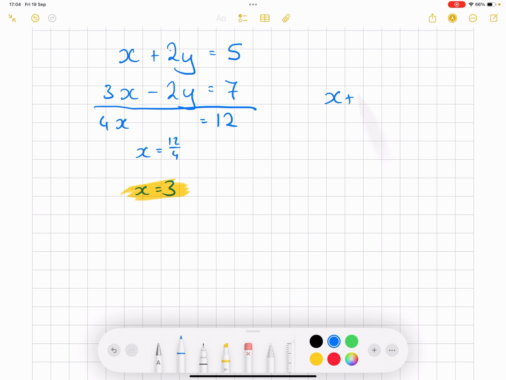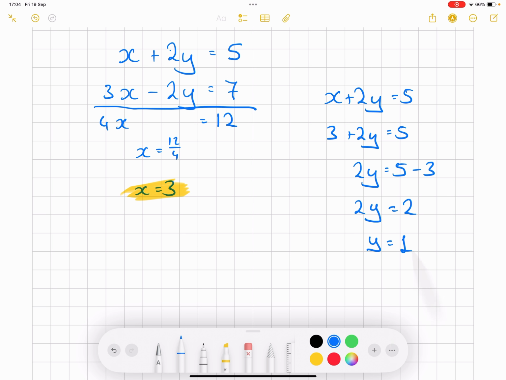Let's take x plus 2y is equal to 5. Let's fill in the 3 now. So it's going to be 3 plus 2y is equal to 5. So 2y is equal to 5 minus 3. Sorry, y is equal to 1.